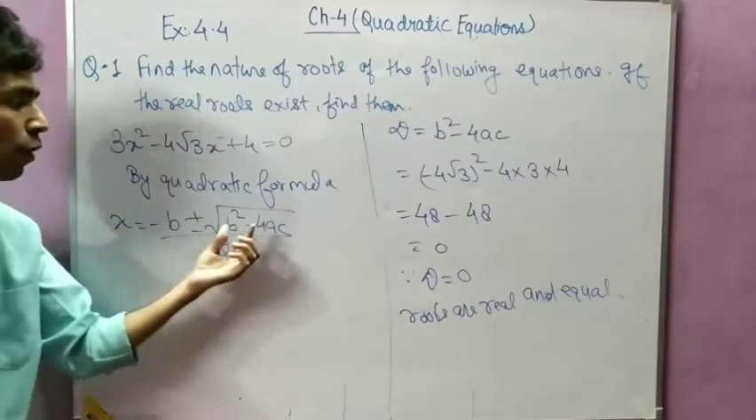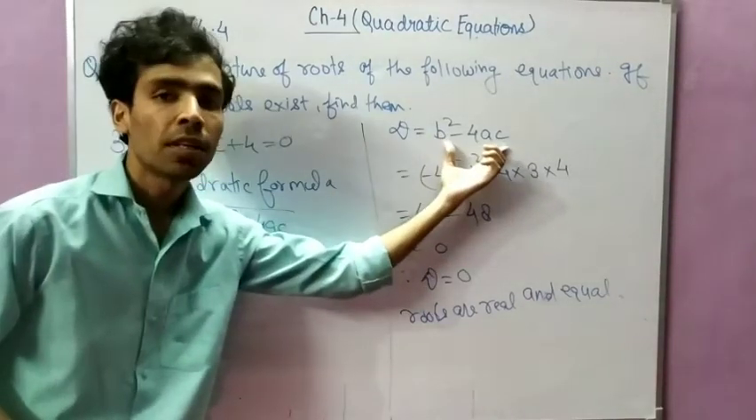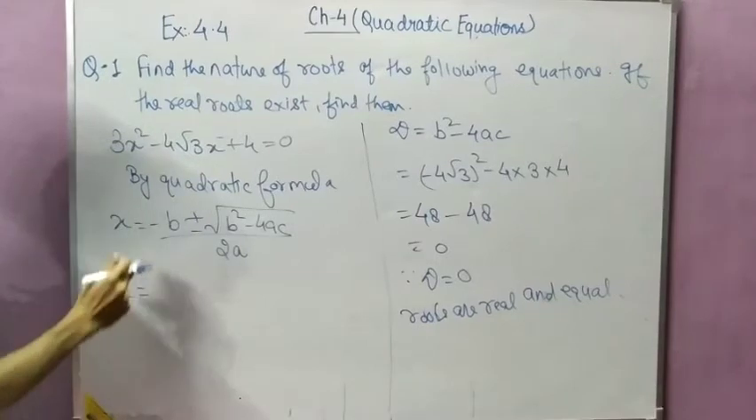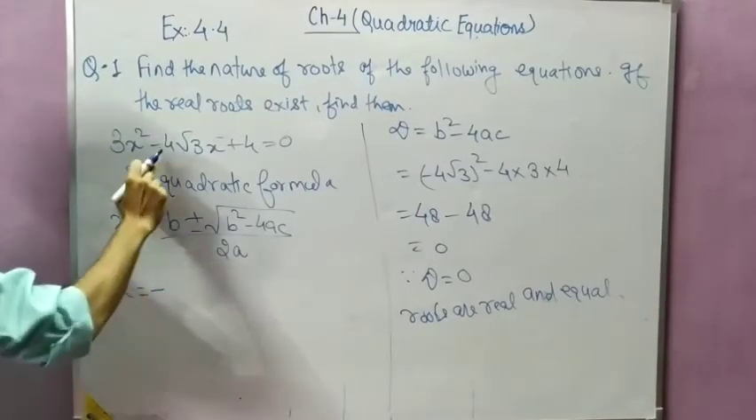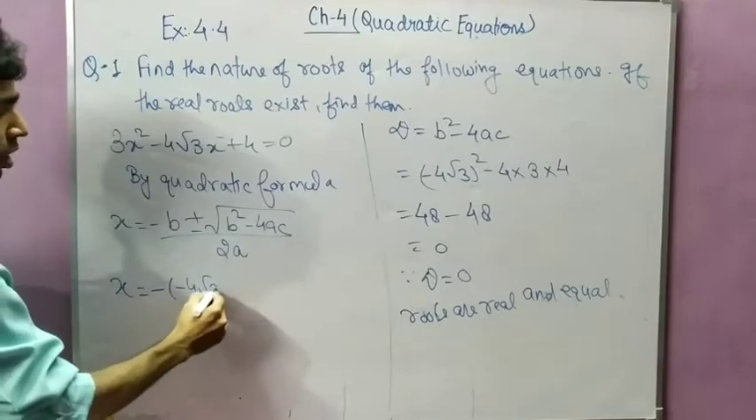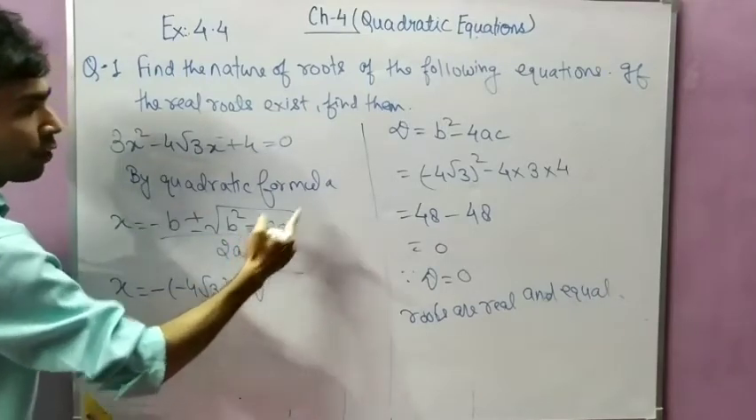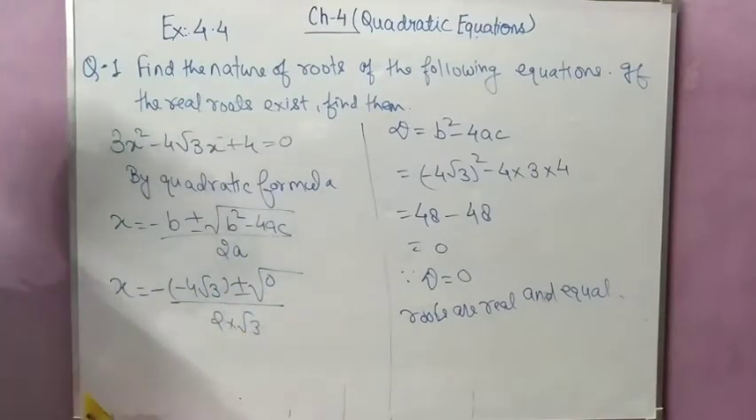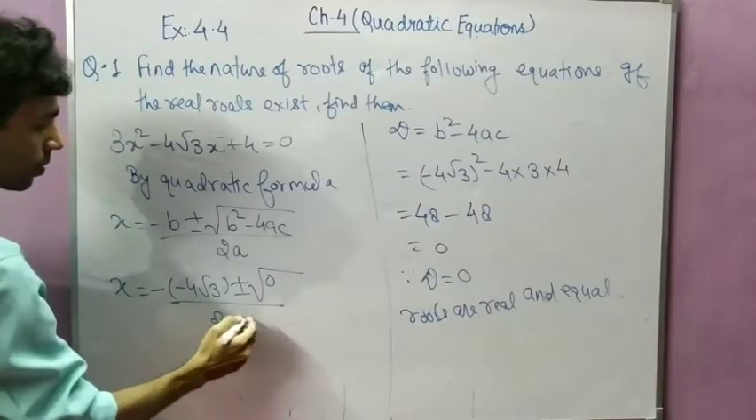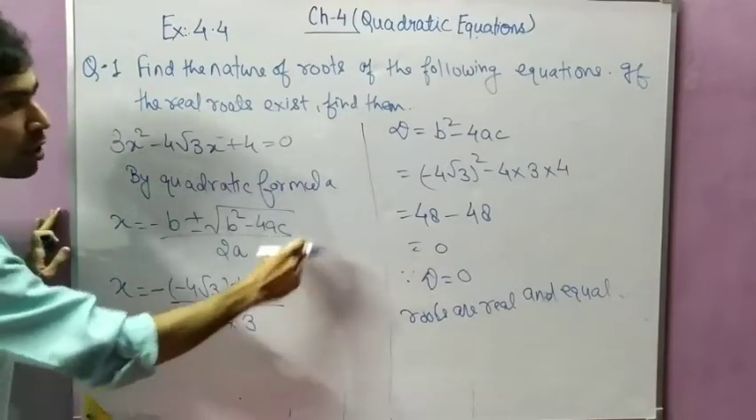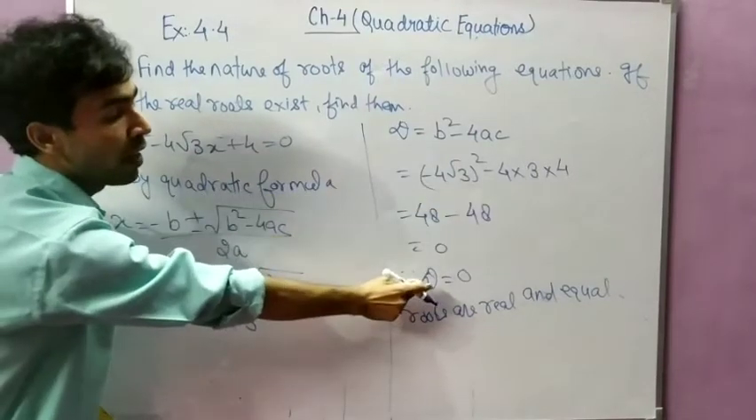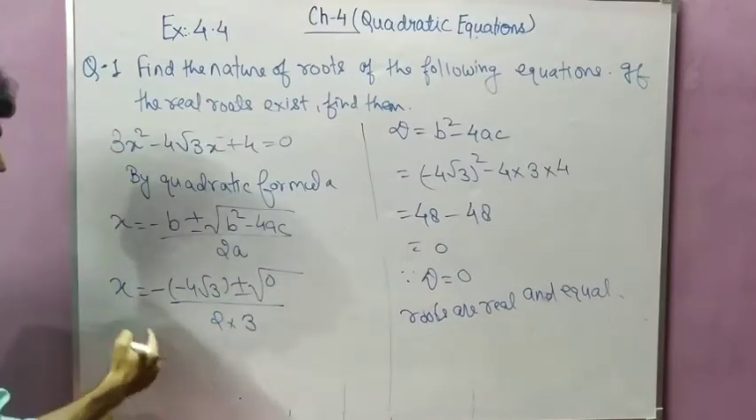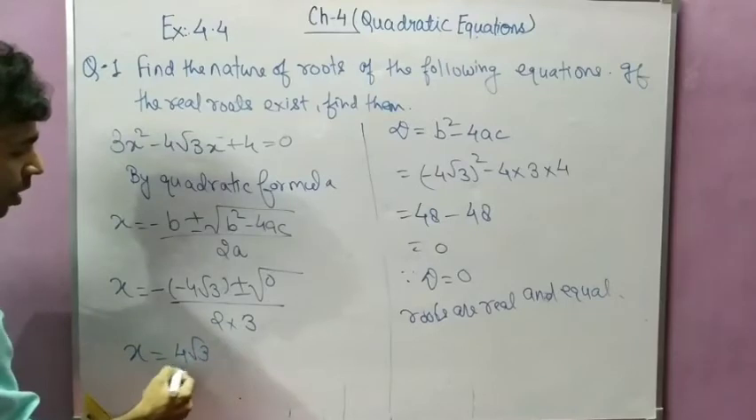Now student, the value of b square minus 4ac we have already calculated, which is also known as d, and which is equal to 0. So now put all the remaining values. Here a is 3, and the value of b is minus 4 root 3. So minus of minus 4 root 3 plus minus under root, this value we have calculated here, so it is 0, upon 2 into 3. Now, how does it come 0? Because we have already solved b square minus 4ac, whose value comes 0. That's why I put 0. So under root of 0 will be 0 only. So x is equal to plus 4 root 3 upon 6.